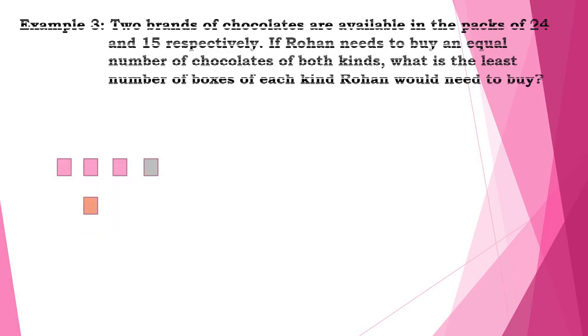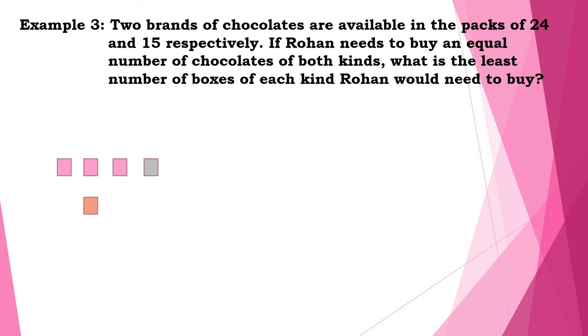Okay, next question. 2 brands of chocolate are available in the packs of 24 and 15 respectively. If Rohan needs to buy an equal number of chocolates of both kinds, what is the least number of boxes of each kind Rohan would need to buy?